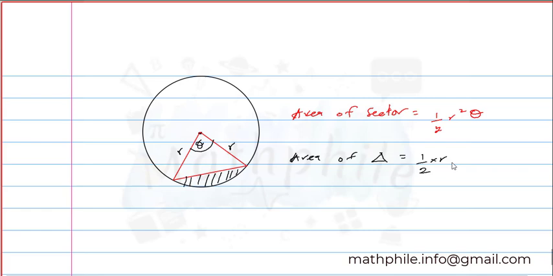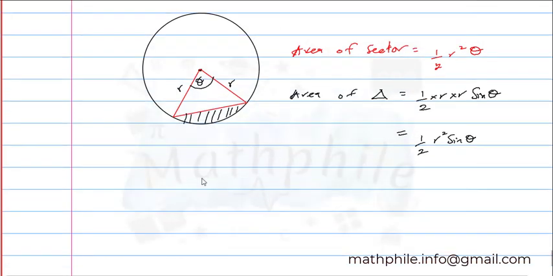Okay. So 1/2 R. A is my R, and B also turns out to be my R. Is that okay? Sine theta. So this simplifies to 1/2 R squared sine theta. Are we good?